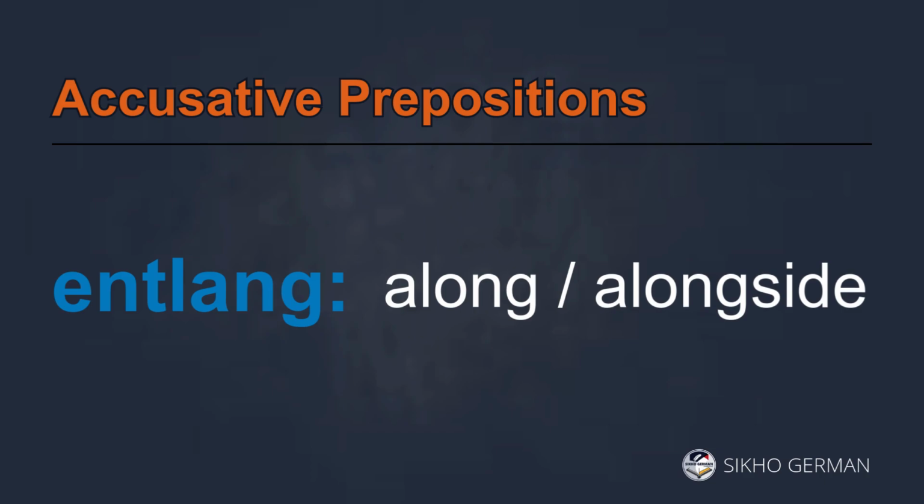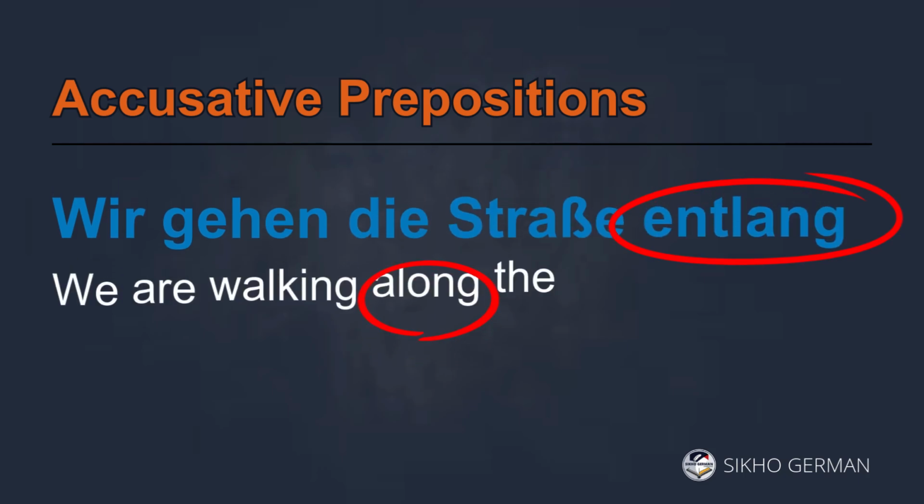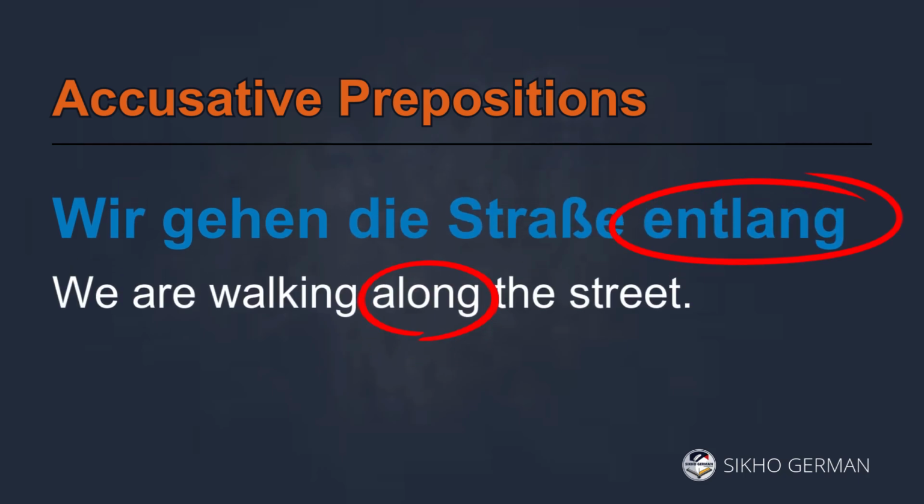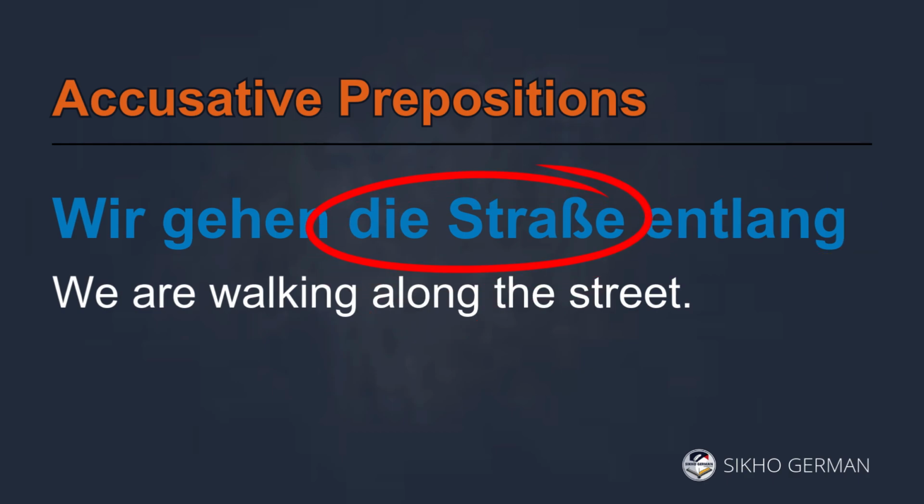Next is entlang, which is along or alongside. Wir gehen die Straße entlang. We are walking along the street. Die Straße stays accusative because entlang is used after the noun when indicating movement along something.